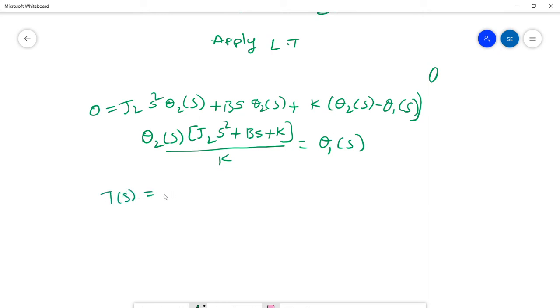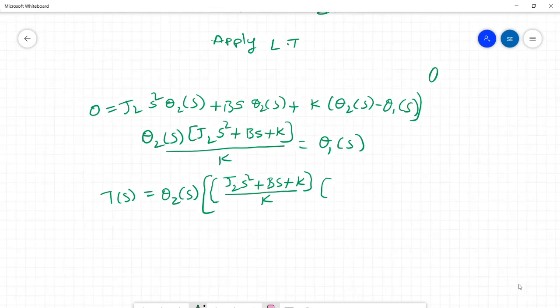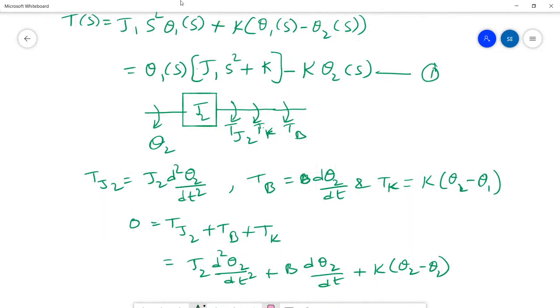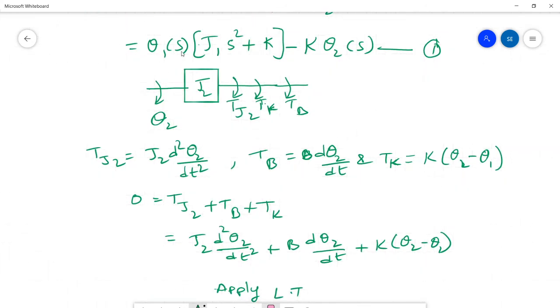T of S is equal to theta 2 of S times J2 S square plus BS plus K, divided by K, into... you can see what is the term left over in J1 here: J1 S square plus K minus K into theta 2 of S. So after substituting theta 1, the leftover term is this, right? Leftover term is this.